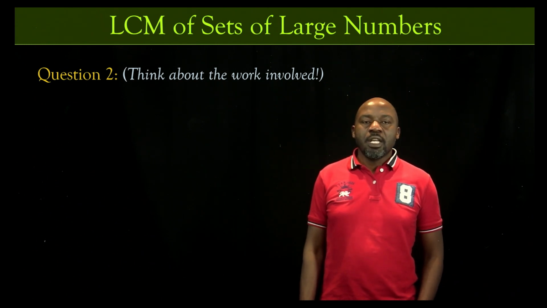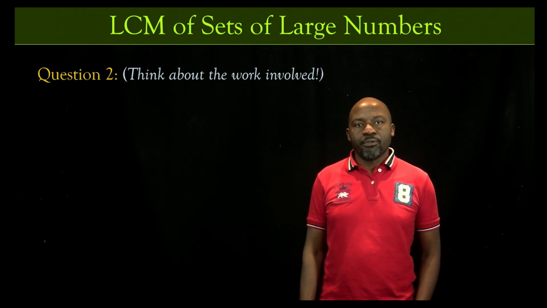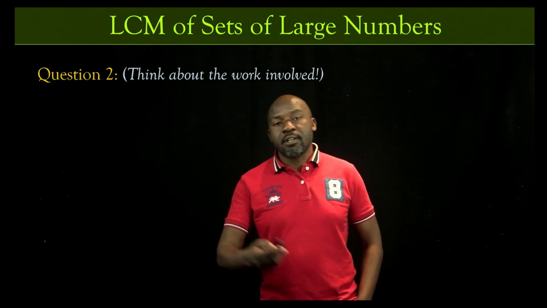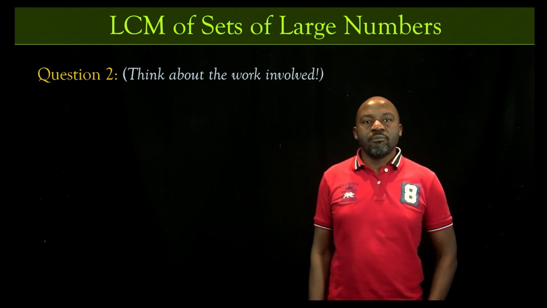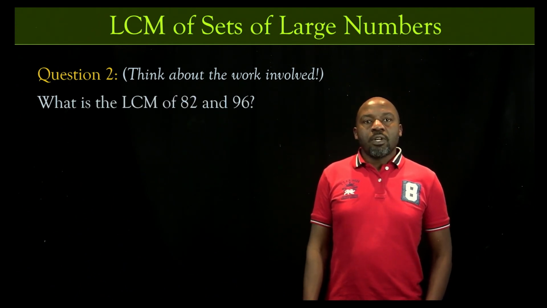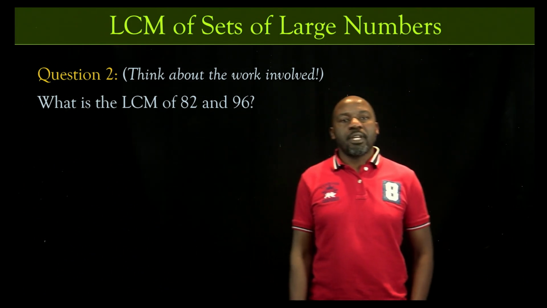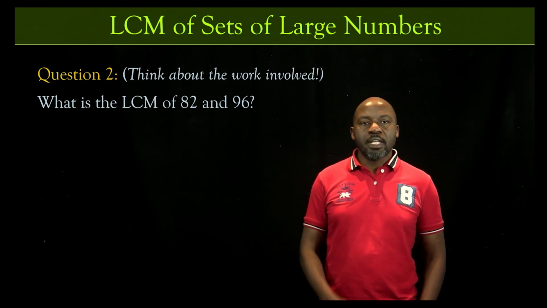Here's a second question. Here, I just want you to think about it and see the kind of work involved. We don't have to solve it. You can try and solve it using this method we've been using, but otherwise you don't have to. What is the LCM of 82 and 96? So you can see that these are slightly larger numbers compared to 3 and 4 that we did earlier.